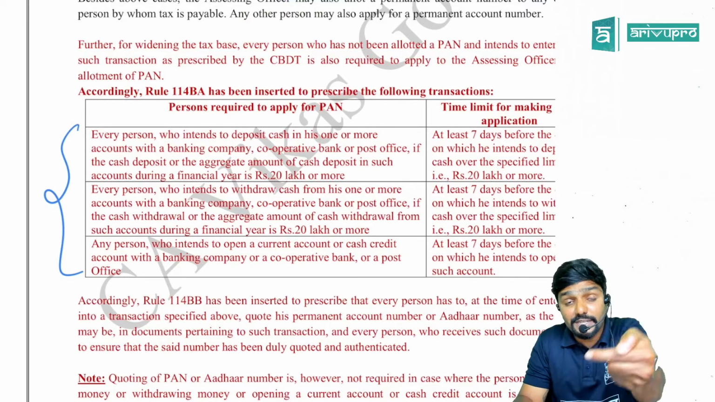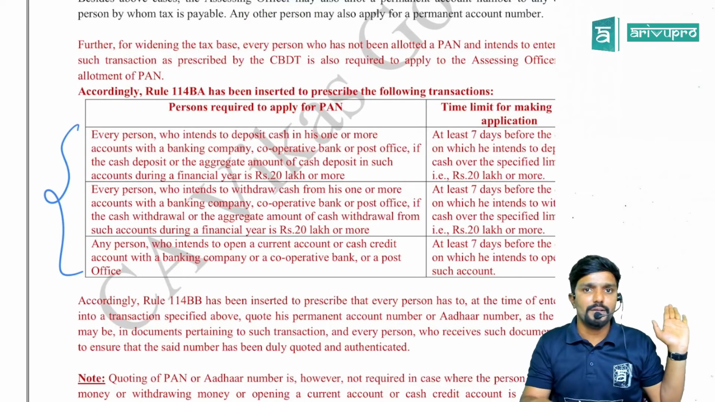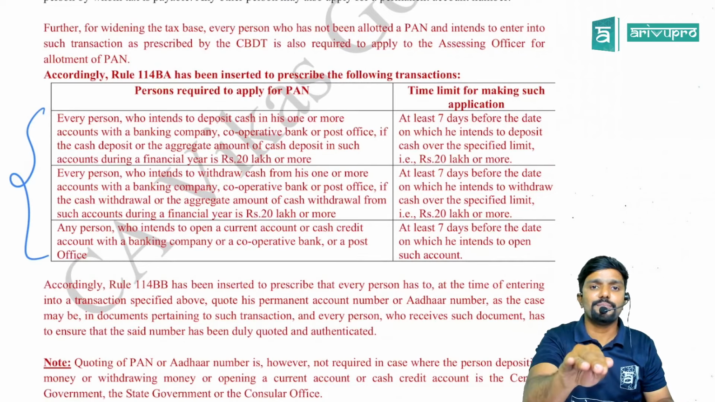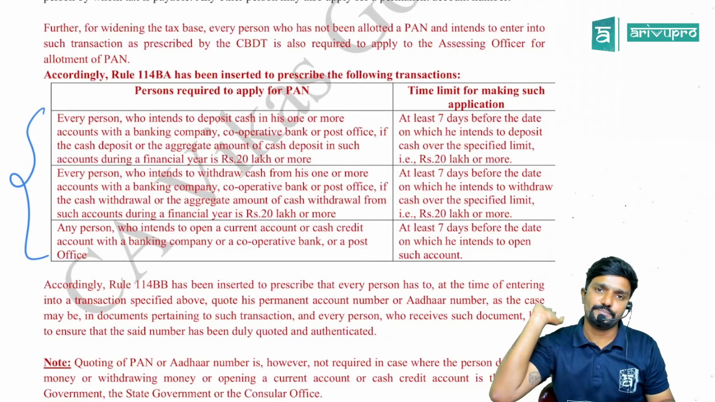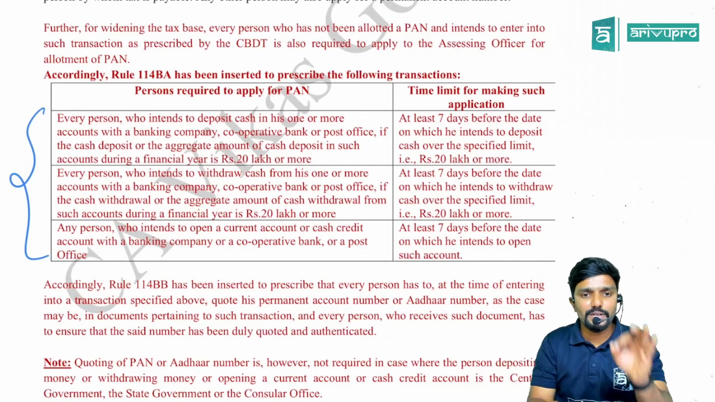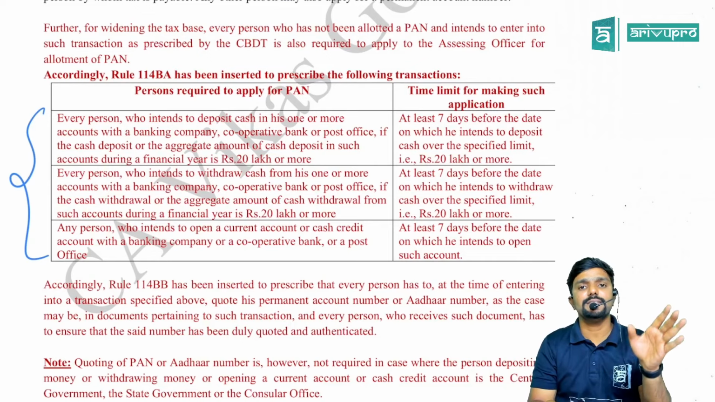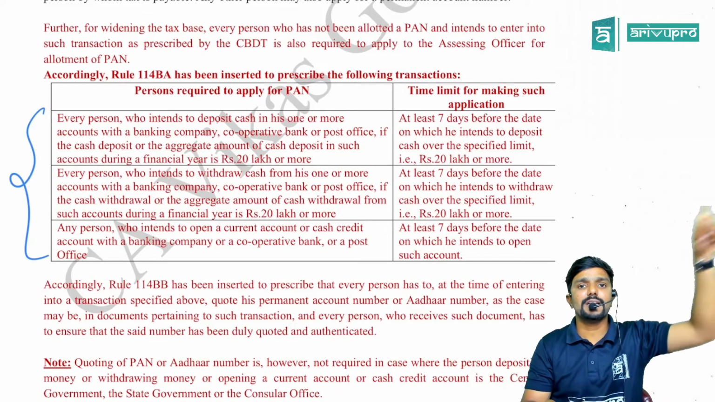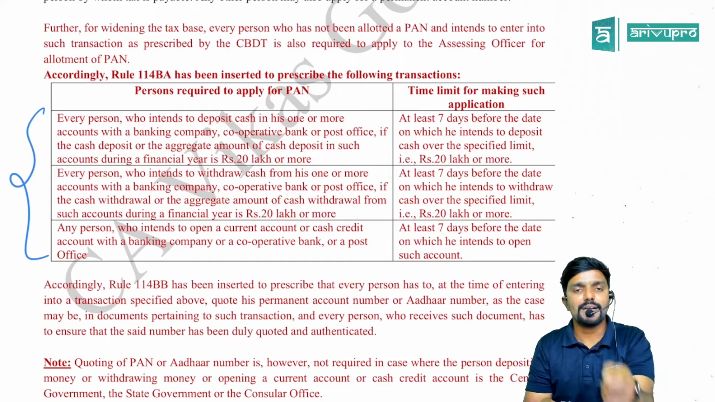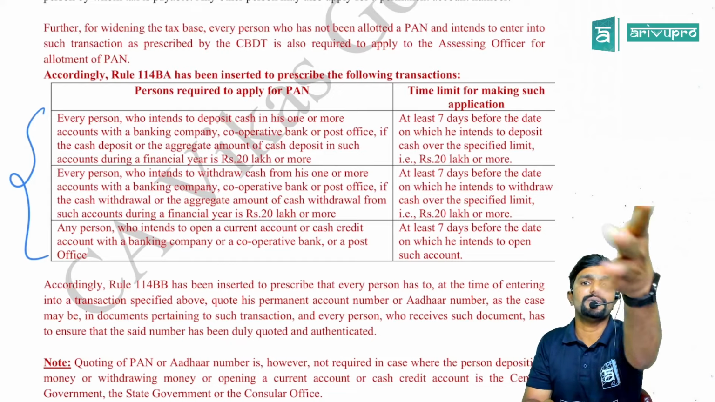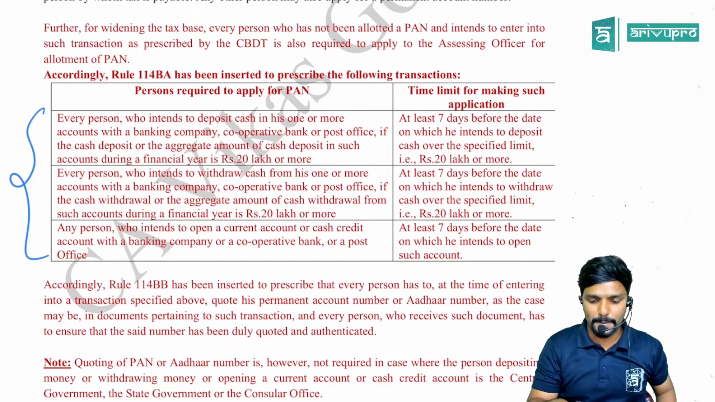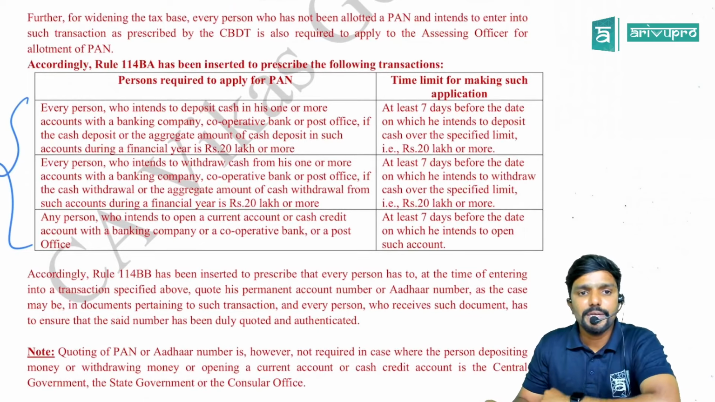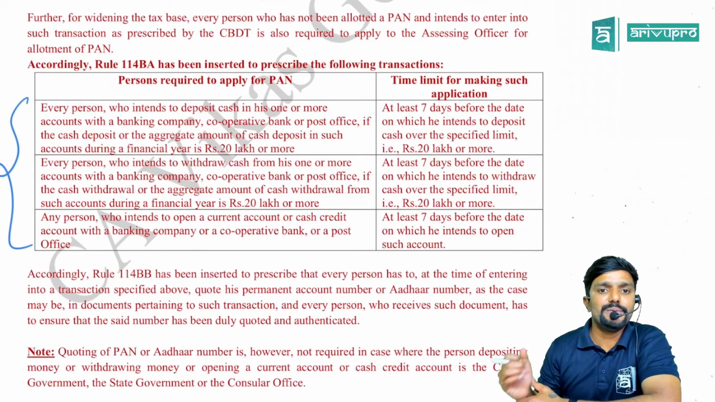Means before entering the transaction, you should have PAN. In simple, at the time of entering this transaction, you should have PAN. Here means if you are willing to enter into any of these transactions, before entering the transaction, apply for PAN, get it, and at the time of transaction, give it to the opposite person. So accordingly, Rule 114BA has been inserted to prescribe the following transactions.